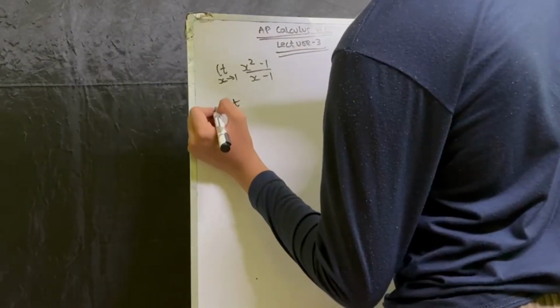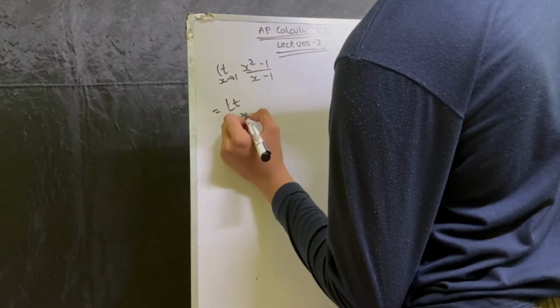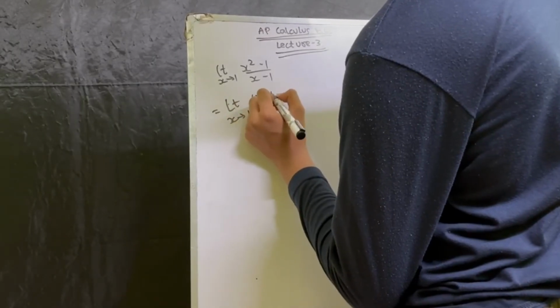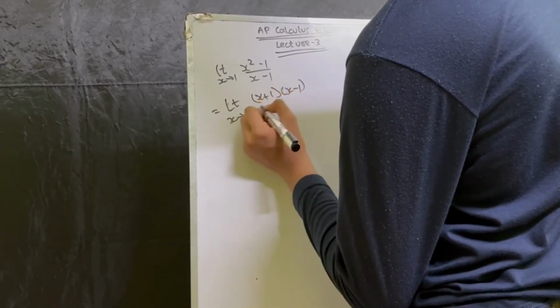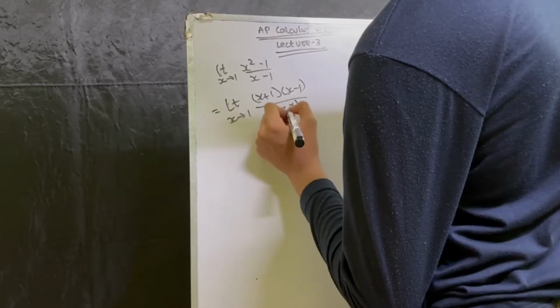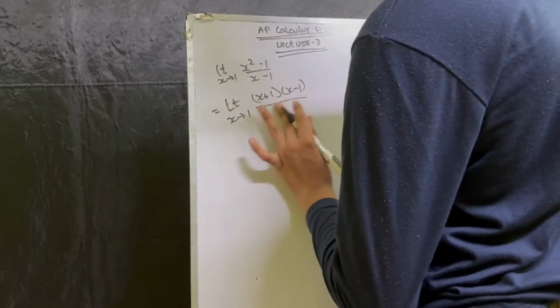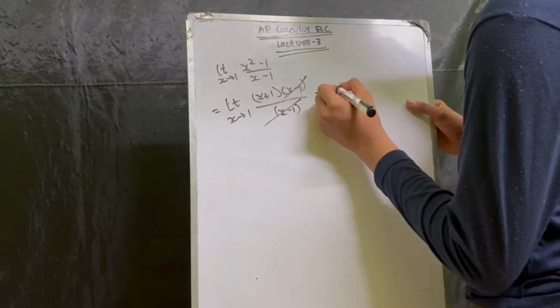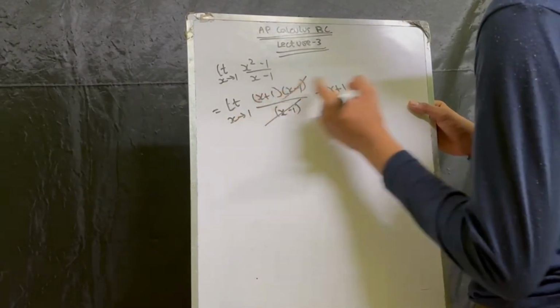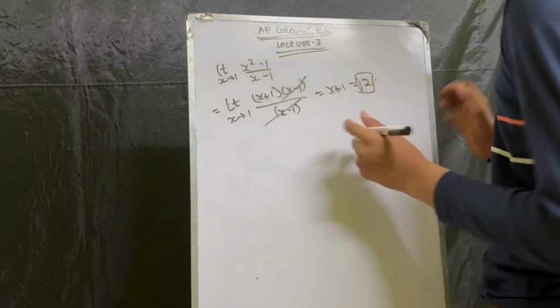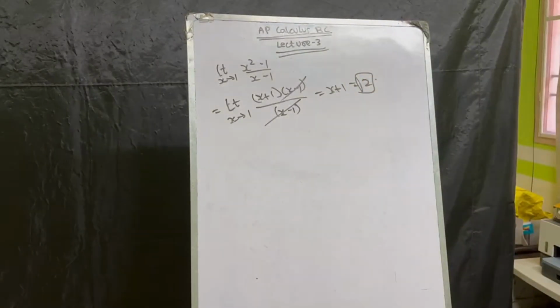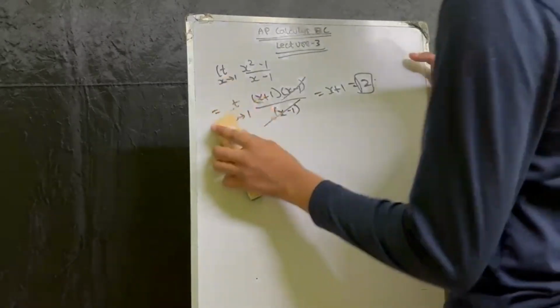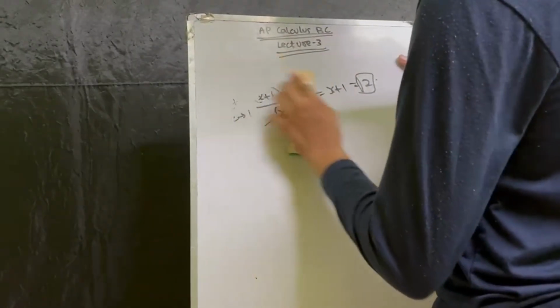So this is equal to limit x tends to 1 again, x plus 1 into x minus 1 by x minus 1. It's not pretty complex. So cancel, equals x plus 1, and if you plug in here, this is 2. So this is basic. Let me give you an actual complex, really complex example.